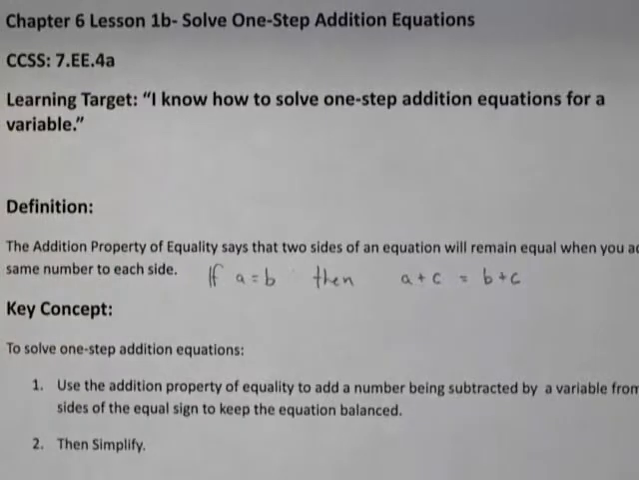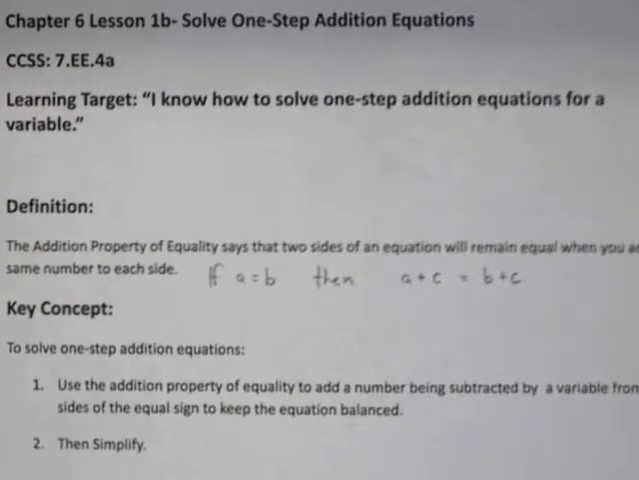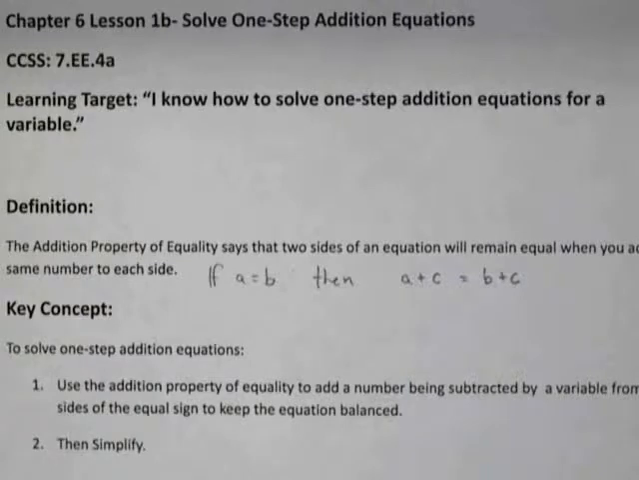Okay, so your key concept here is not much different from yesterday. To solve one-step addition equations, the first thing we have to do is use the addition property of equality to add a number being subtracted from a variable to both sides of an equal sign to keep the equation balanced, and then just simplify it. So let's just do a couple of examples today. We'll make this real nice and short because it's pretty much the same exact thing as yesterday.